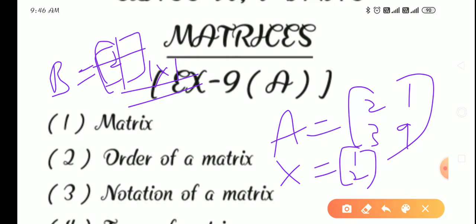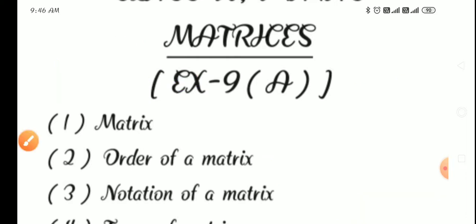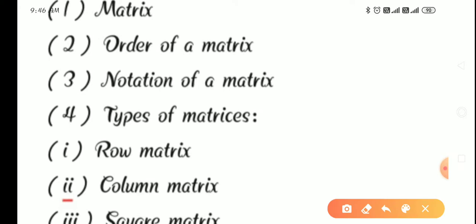Generally they are denoted by capital letters. Fourth point is coming: types of matrices. Now this is important point. How many types of matrices are there? Very easy. Listen carefully one time, and you will understand what I am telling.